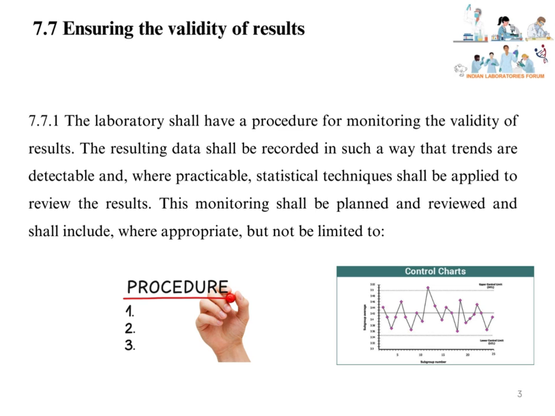The resulting data shall be recorded in such a way that trends are detectable and, where practicable, statistical techniques shall be applied to review the results. Quantitative data should be recorded in such a way as to detect the trends, and where practicable, the lab can apply statistical techniques for review of results. Most of the analytical laboratories follow statistical quality control charts to detect trends.